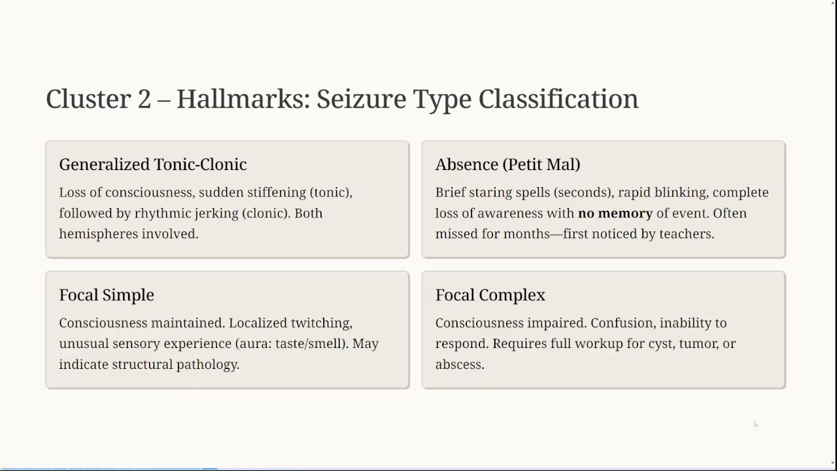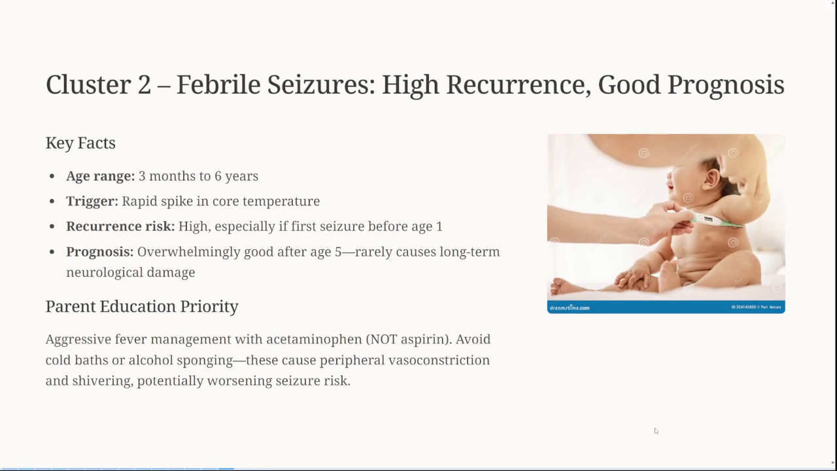Okay, a very common pediatric presentation is the febrile seizure. Yes. These happen between 3 months and 6 years of age, and they're in response to a rapid spike in temperature. While the recurrence risk is high, especially if the first one happens before age 1, the prognosis is overwhelmingly good after age 5. They very rarely cause long-term neurological damage.